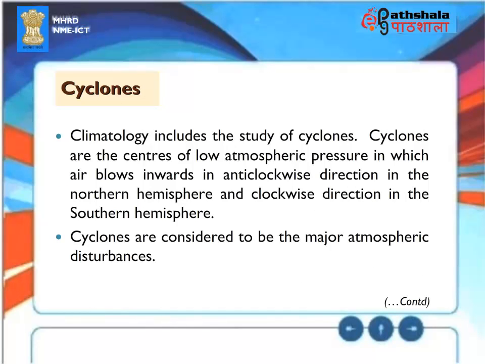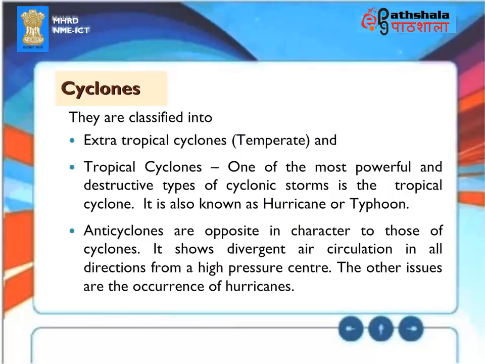Cyclones. Climatology includes the study of cyclones. Cyclones are the centers of low atmospheric pressure in which air blows inwards in anti-clockwise direction in the northern hemisphere and clockwise direction in the southern hemisphere. Cyclones are considered to be the major atmospheric disturbances. They are classified into extratropical cyclones, temperate, and tropical cyclones. One of the most powerful and destructive types of cyclonic storms is the tropical cyclone. It is also known as hurricane or typhoon.